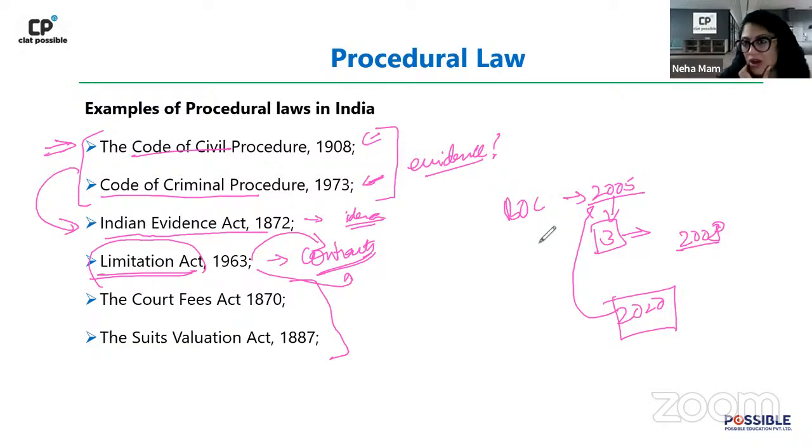I'm not going into how that concept comes in your contract exam, because that is something which you will do in your contract class, not here, right? But generally, when you study contracts, you get a little bit of knowledge about limitation, right?